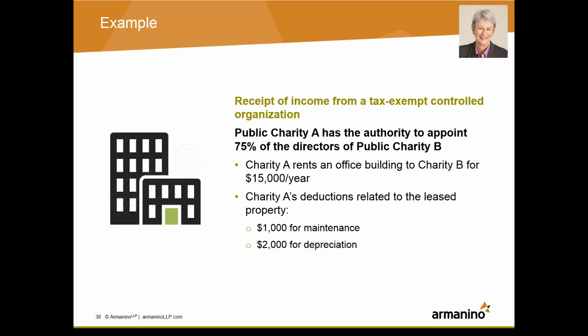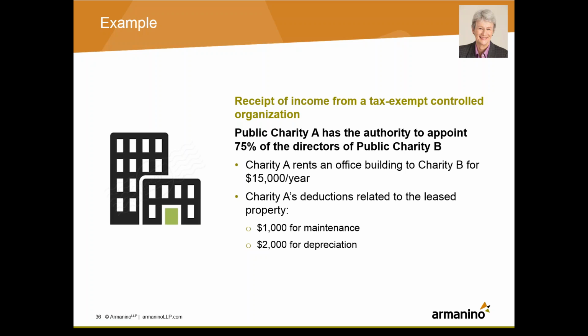So let's look at how this works. Public Charity A has the authority to appoint 75% of the directors of Public Charity B. So we know that A controls B. Charity A is going to rent an office building to Charity B for $15,000 a year. And related to the property that Charity A owns, it has $3,000 of expenses, $1,000 of maintenance, and $2,000 for depreciation. So although it's renting out this building to Charity B, A still has some expenses related to the building.